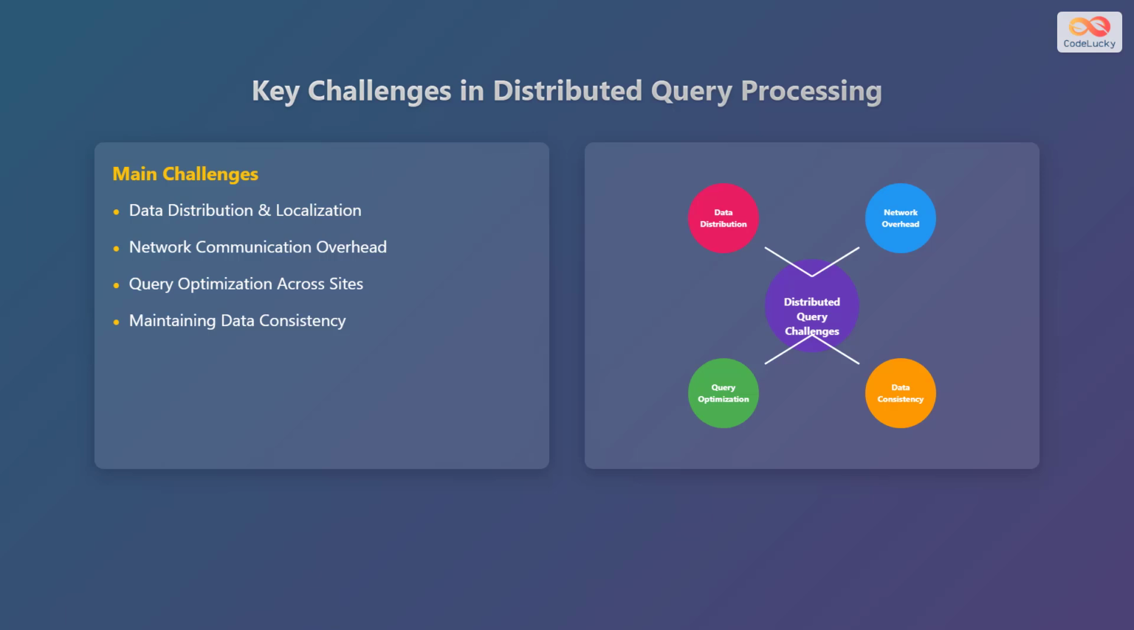Fourth, maintaining data consistency across all sites is essential. Ensuring that all data remains synchronized and accurate is critical for reliable query results. A central circle labeled Distributed Query Challenges is connected by lines to 4 smaller circles representing each of these challenges: data distribution, network overhead, query optimization, and data consistency.